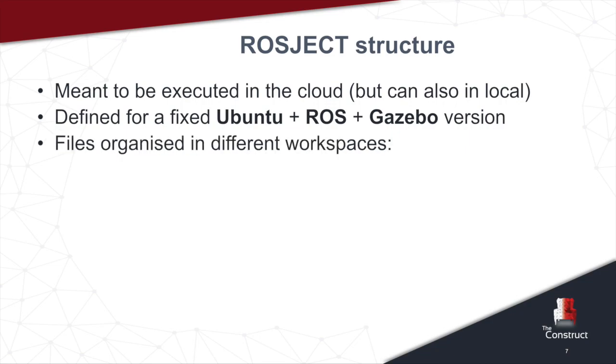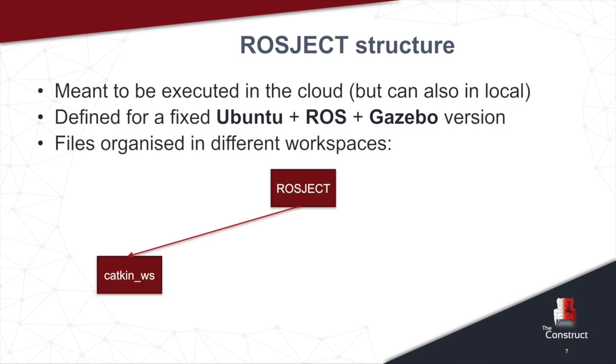And the files of the ROSject are structured in the following workspaces. First, we have here the ROSject, and then we create what we call a Catkin workspace. That is the one that is going to contain all the material for the ROS code. So this is about our experiments, our algorithms that will run inside the robot or inside the simulated robot. But that's code that should be running on the real robot. So we put it in the Catkin workspace.